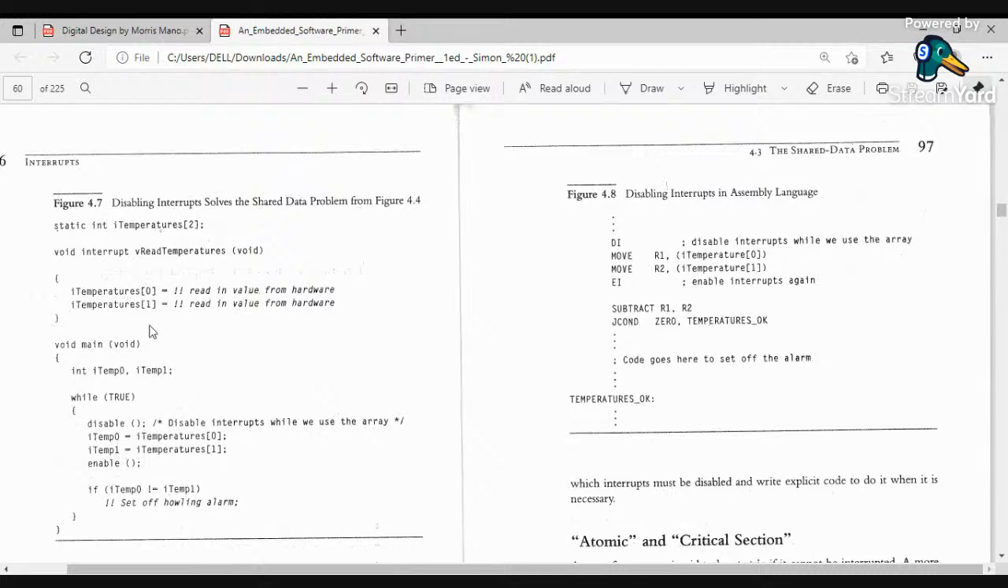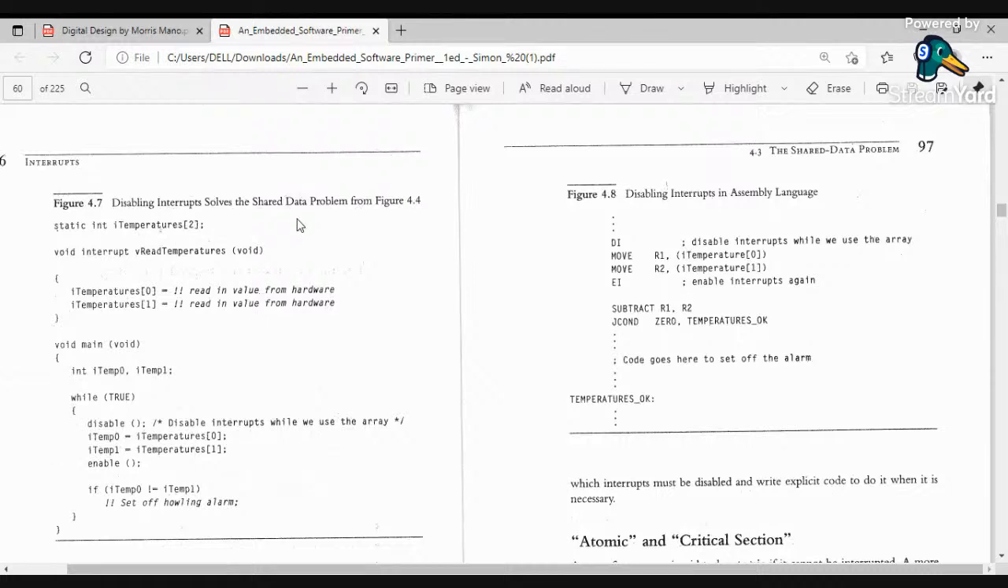The same code is explained again in assembly language code, which we are generally not at all familiar with. So the same thing here: DI and EI indicate disable interrupt and enable interrupt. Between these two lines, we shouldn't allow an interrupt to occur, right? So that is what they did here. This simply solves the shared data problem with the concept of disabling interrupts.